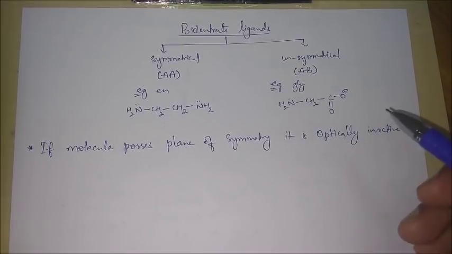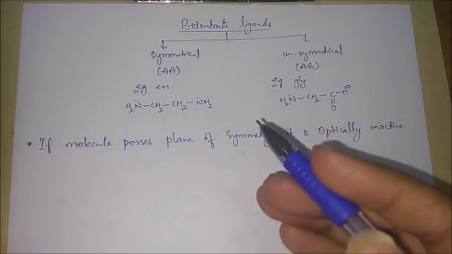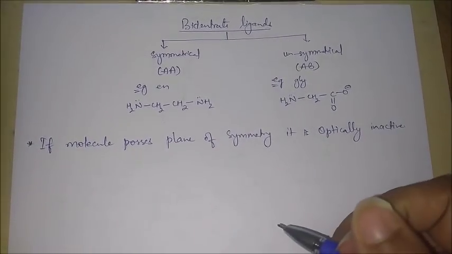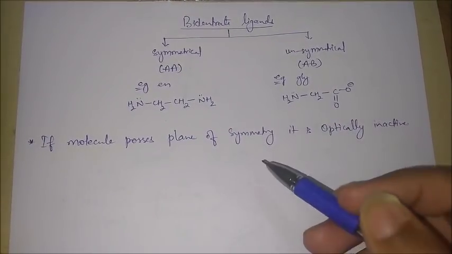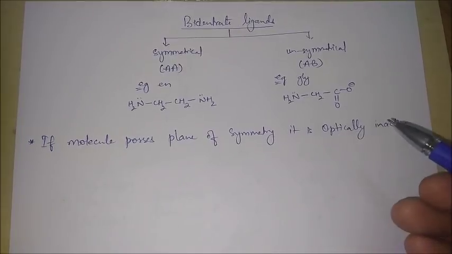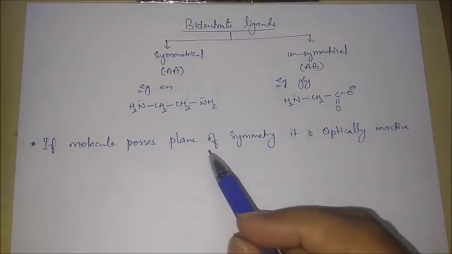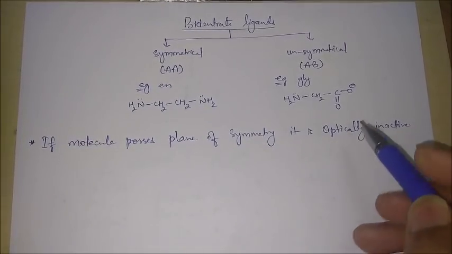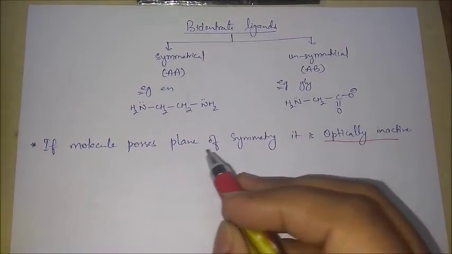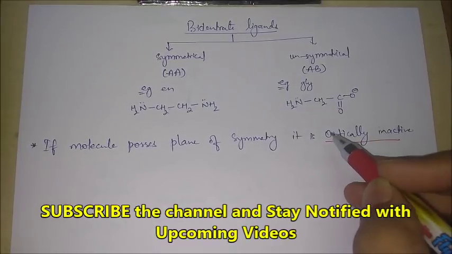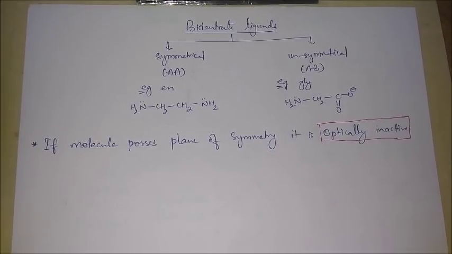So how do we find the number of geometrical isomers? It is the same: if you find out the different number of arrangements, that will give you the number of geometrical isomers. Now how to find out whether the molecule is optically active or not? For that you have to find out the plane of symmetry. If the molecule has a plane of symmetry, then it will be optically inactive. So keep this in mind: if the molecule has a plane of symmetry, then it is optically inactive. So a plane of symmetry should not be there. I'll just take an example of that.